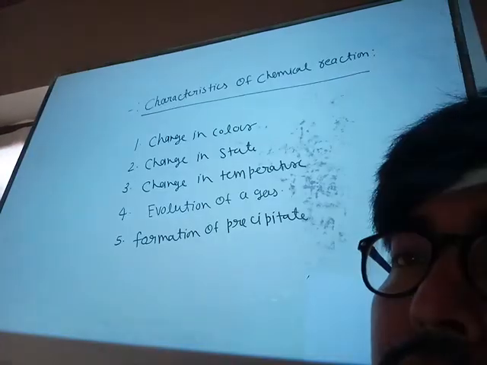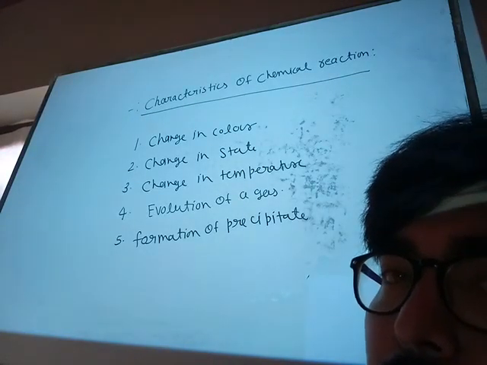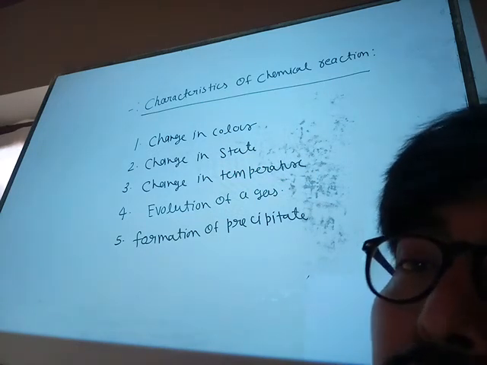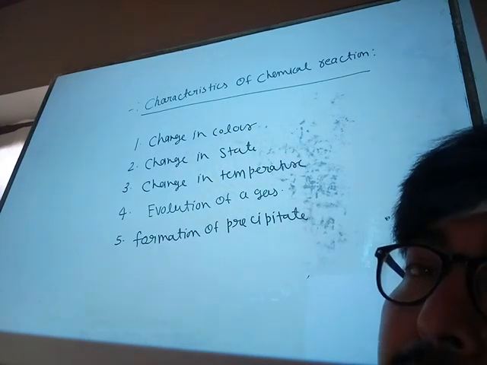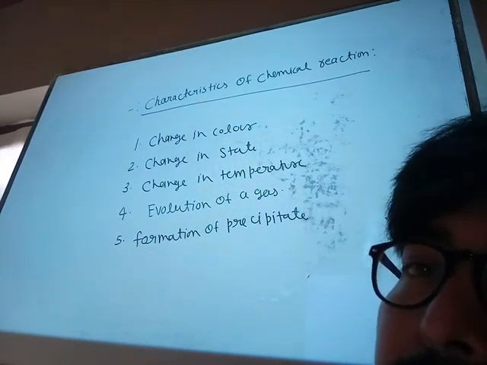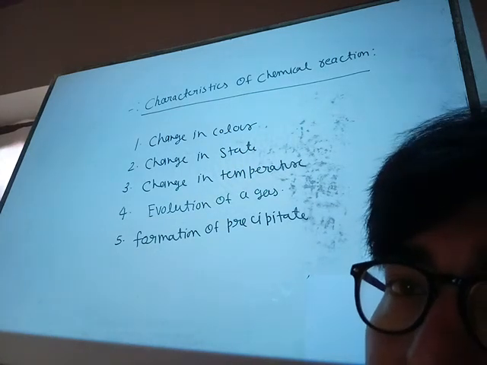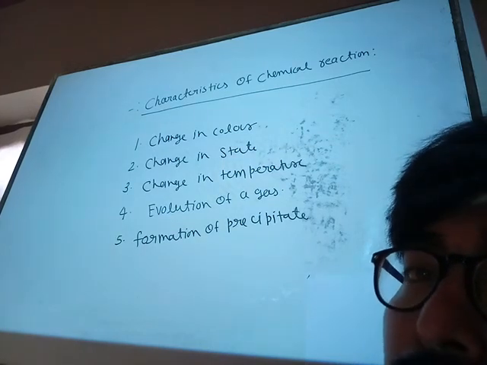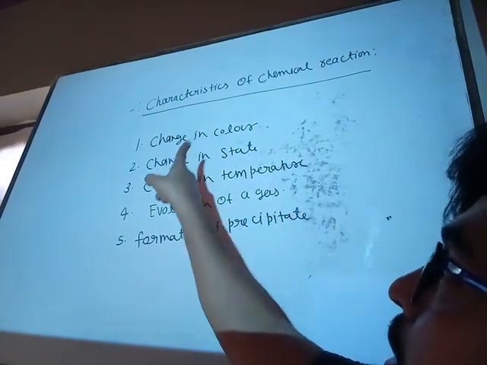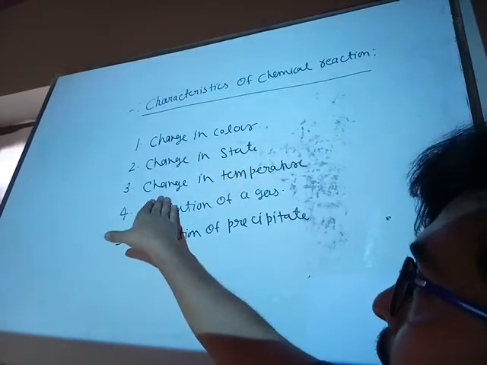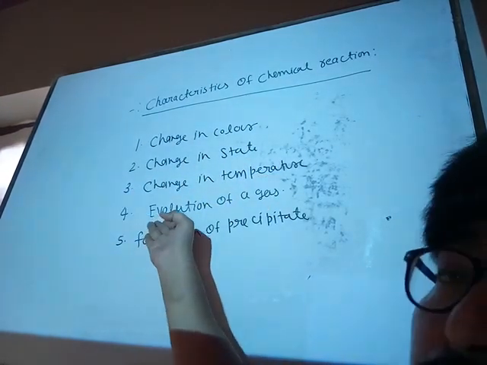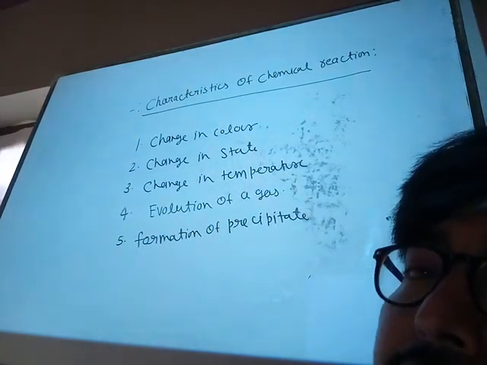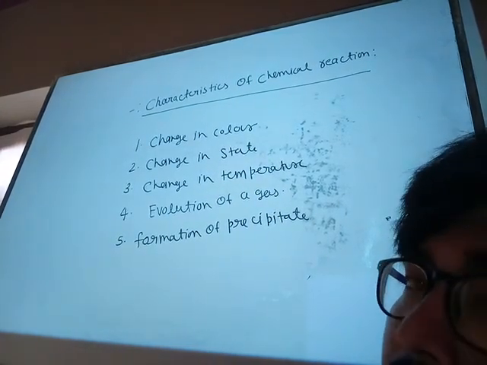So the last topic of the third lecture is the characteristics of chemical reaction. How would you come to know that a chemical reaction has occurred? There should be some indication, some changes, so that we could come to the conclusion that a chemical reaction has occurred. So first is change in color, change in state, change in temperature, evolution of a gas, and formation of a precipitate. So these 5 are the characteristics of chemical reaction.